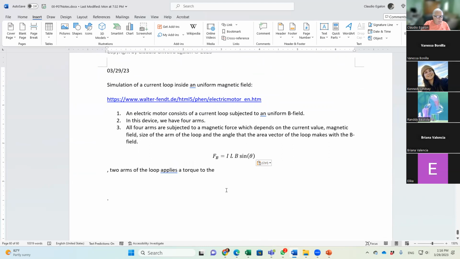The magnetic force is going to be current I L B sine of theta, something like that. Since we have two different arms, one arm is going to have a different magnetic force because this L is going to be A, and the other arm's magnetic force is going to be B. Okay, all four arms.